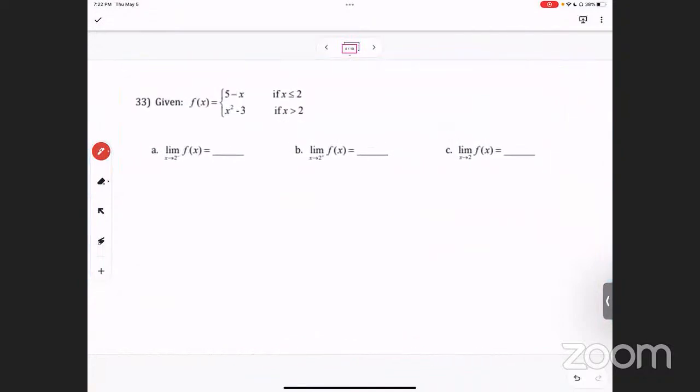So for this one, now they're just asking this to us in a different way. They're saying, if I give you a piecewise function, this is a piecewise function. This is the first piece, and this is the second piece. What kind of a graph is this piece? That'll be 5 minus x. Is it just a linear graph, kind of going like that? Very good. Yeah, it's linear.